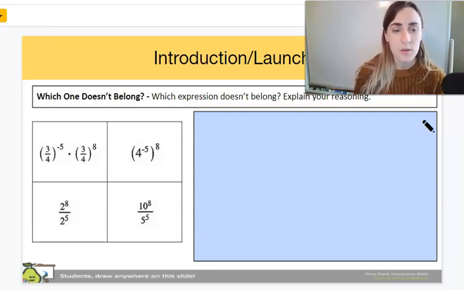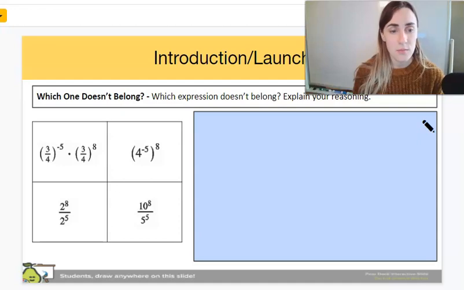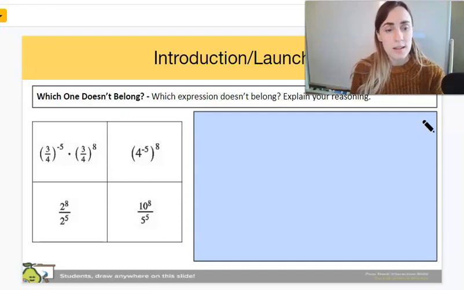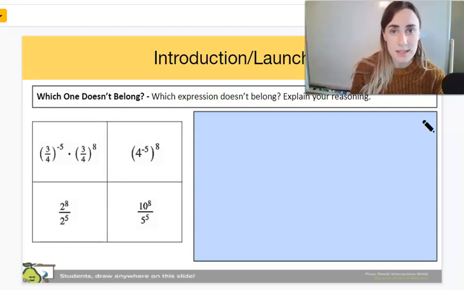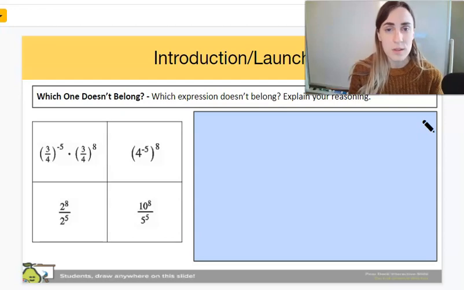is to talk not only about this specific which one doesn't belong activity that's in Unit 7, Day 13 of Illustrative Math's 8th grade unit under Week 25 in the Teach Hub, but also to talk in general about how to do which one doesn't belong and what I've found successful in my own classroom when doing this routine.